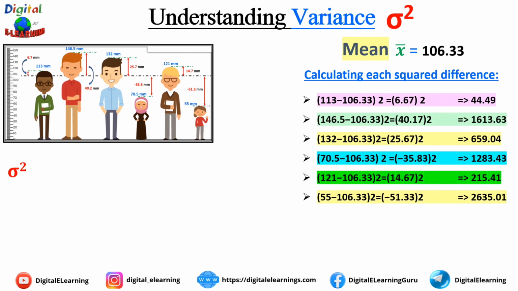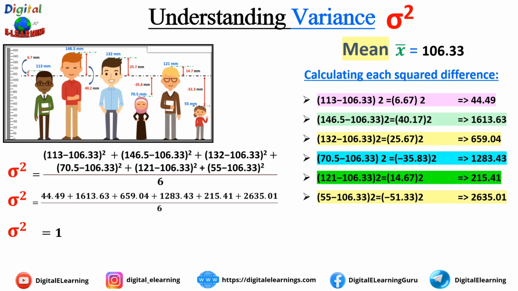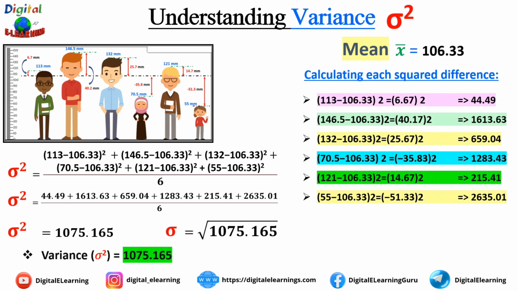We'll put this in the variance formula, sum them, and then divide by 6 because the number of candidates is 6. We come to a variance of 1075.16. That is the variance. Now, if you have to calculate the standard deviation, you have to take the square root of that, which comes to 32.79. So that is how you calculate variance. In case you have to calculate standard deviation, you know it is the square root of variance.